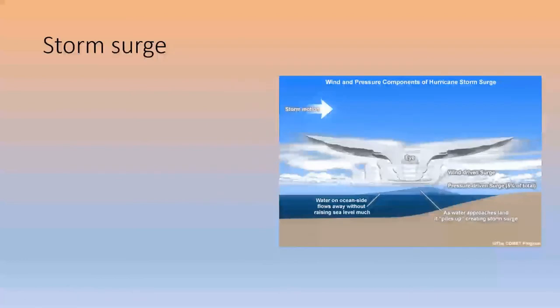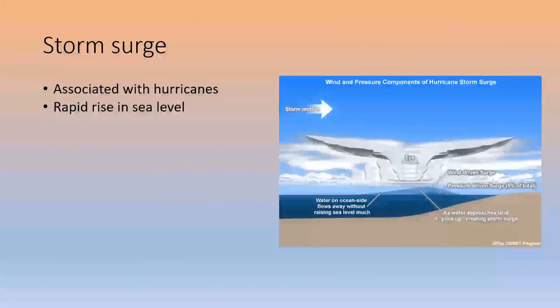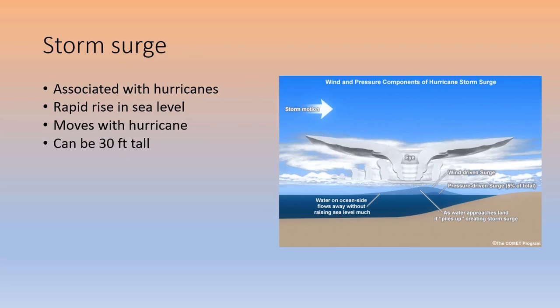Now, another hazard that comes associated with hurricanes is a storm surge, right? A storm surge is associated with hurricanes, moves along with the hurricane. So as you get hit with a hurricane, you also get hit with this storm surge. And the storm surge is a rapid rise in sea level, moves along again with the hurricane. You get hit with basically the eye of the storm, as well as the storm surge right at the same time. These can be up to 30 feet tall, and in fact the ones that were associated with Hurricane Dorian were very close to 30 feet tall when they hit the Bahamas.